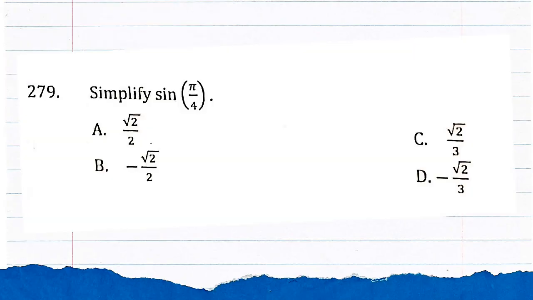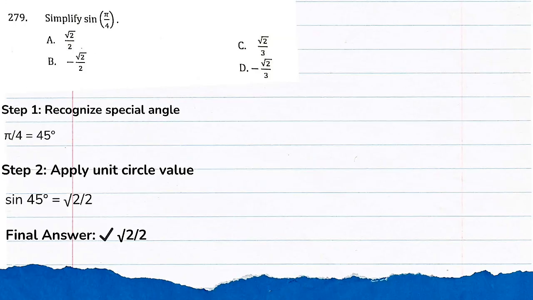For question 279, simplify sine pi over 4. Is it A, square root of 2 over 2, B, negative square root of 2 over 2, C, negative square root of 2 over 3, D, negative square root of 2 over 3? To solve, step 1, recognize the special angle. Pi over 4 is equal to 45 degrees. Converting radians helps identify known values. Step 2, apply the unit circle value. Sine 45 degrees is equal to square root of 2 over 2.